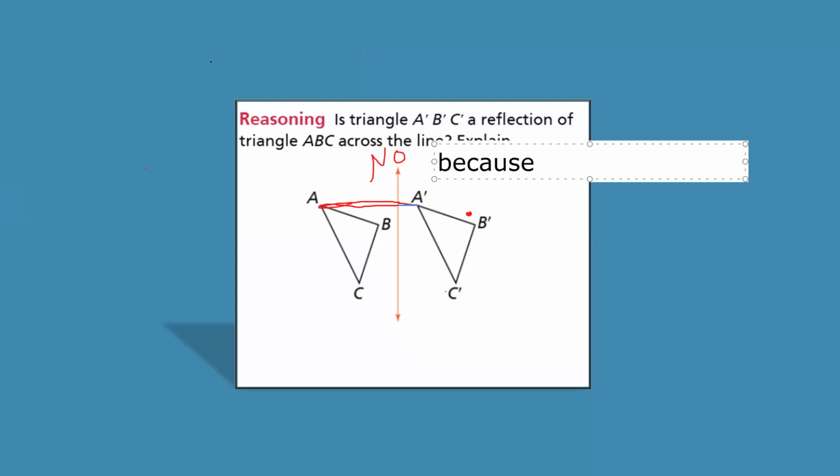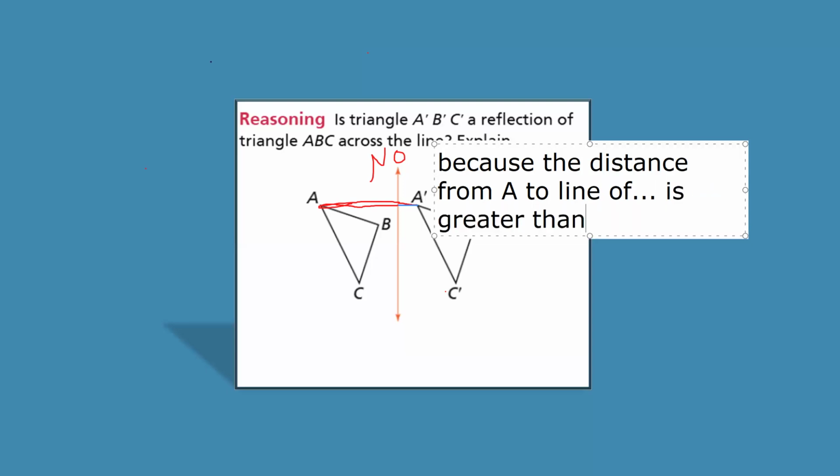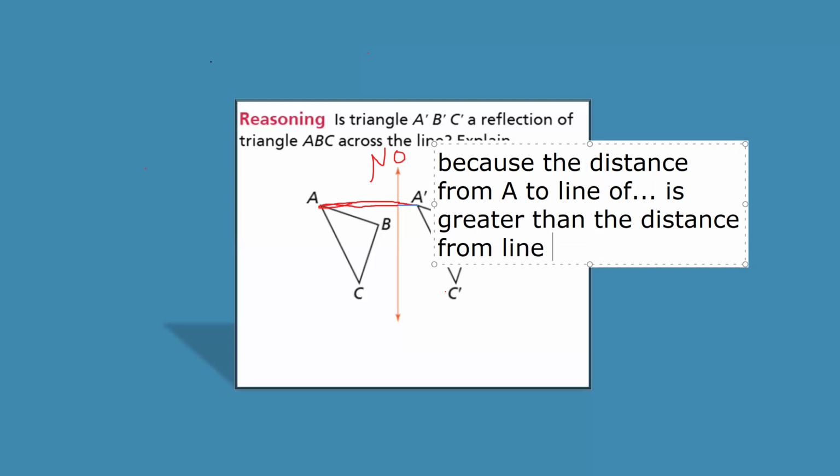Because the distance from A to the line of reflection is greater than the distance from the line of reflection to A prime. Okay, so they are not reflected.